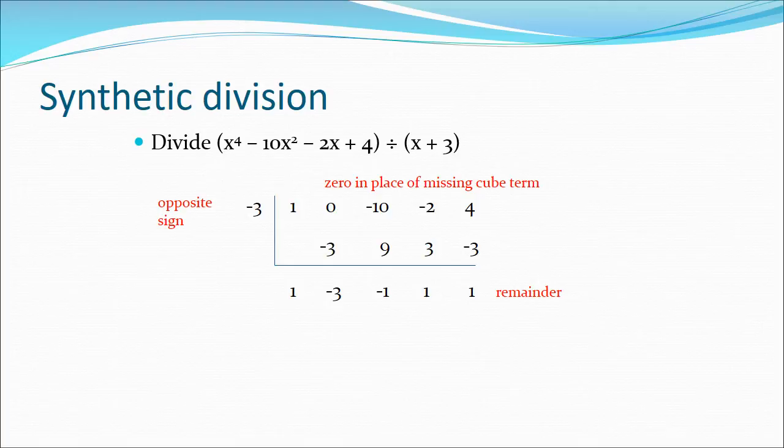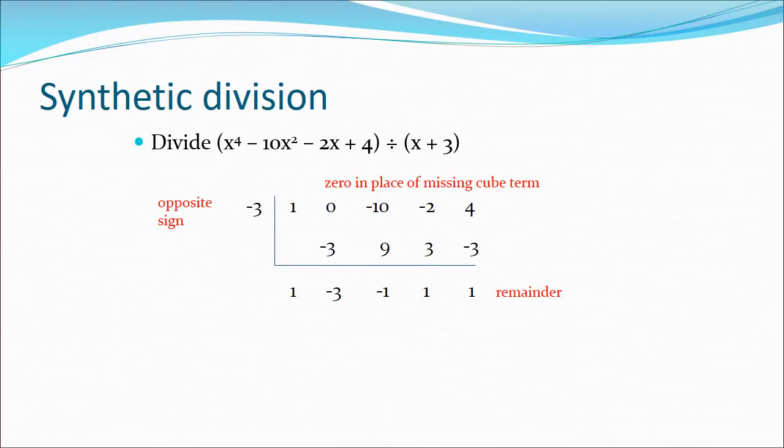Now, to remind you of how to do this, the first number, the 1, goes straight down. You don't do anything with it, you just drop it straight down. Then you multiply 1 times negative 3, and that gives you negative 3. You put the negative 3 under the 0, and then you add. 0 plus negative 3 is negative 3. Multiply negative 3 times negative 3, and we get 9, which goes under the negative 10. Negative 10 plus 9 is negative 1. Negative 1 times negative 3 is 3. That goes under the negative 2. Add, and we get 1. 1 times negative 3 is negative 3, which goes under the 4. 4 plus negative 3 is 1.